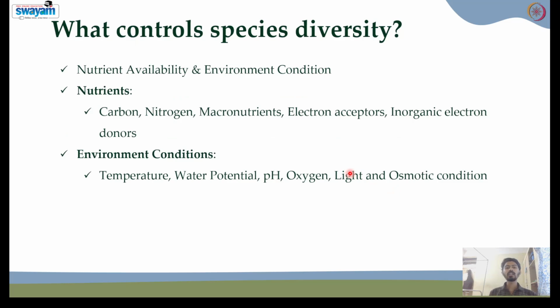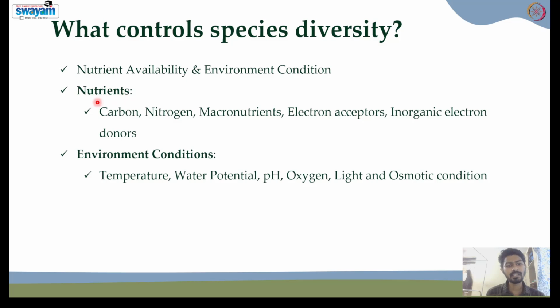So next, what controls this species diversity? As we have already mentioned, there are two important factors that we have to consider. One is nutrient availability and the other one is the environmental condition. What do we mean by nutrient availability? It is different types of nutrients. Microorganisms need these nutrients for their growth and survival. This is the basics for any microorganism, or even a plant, human or animal: we need nutrients for our own growth and survival.